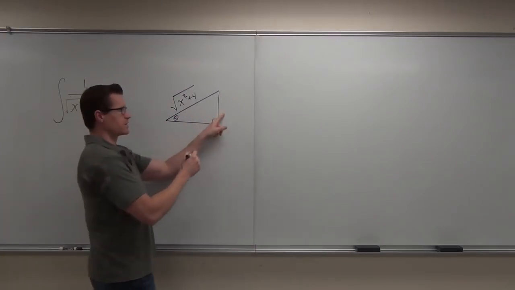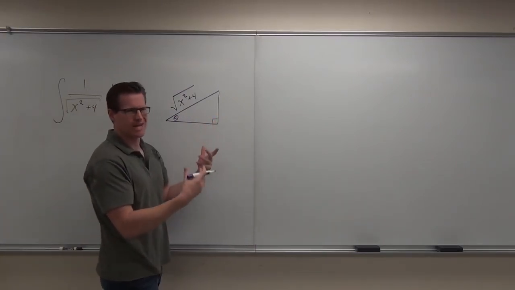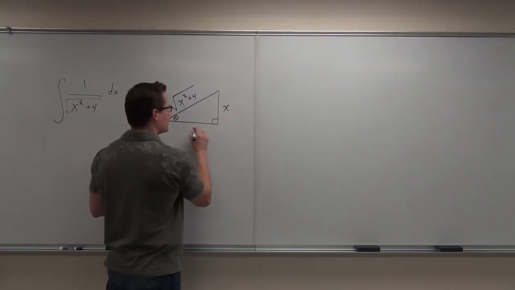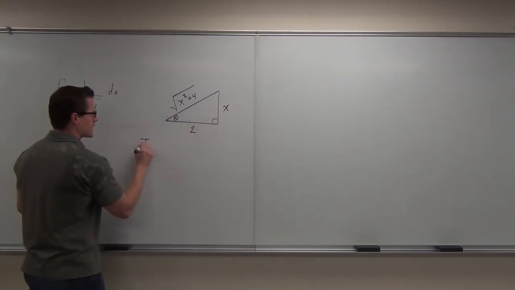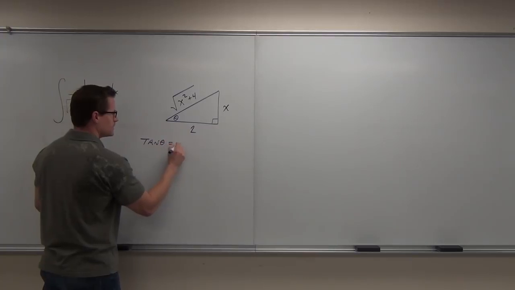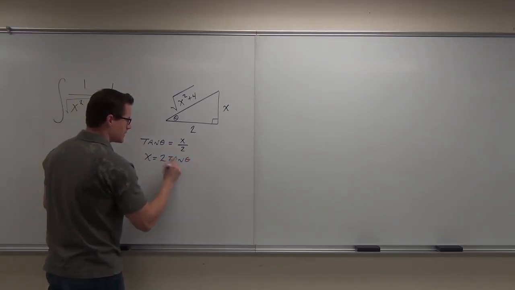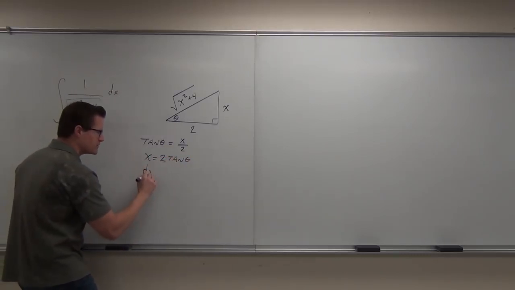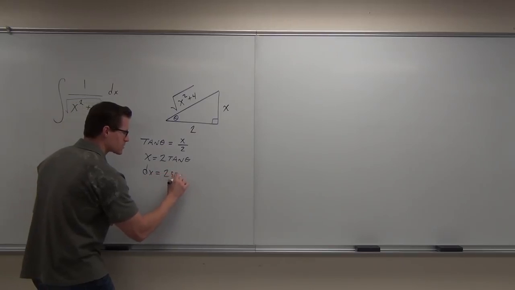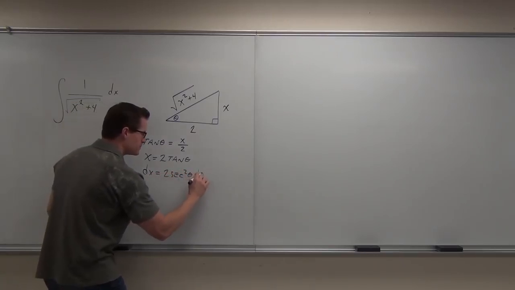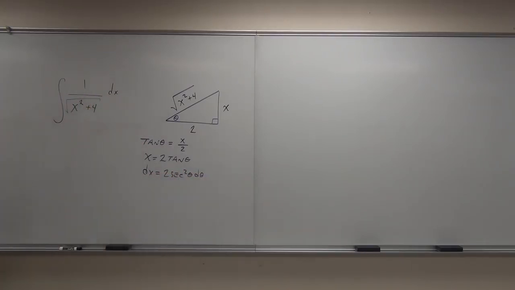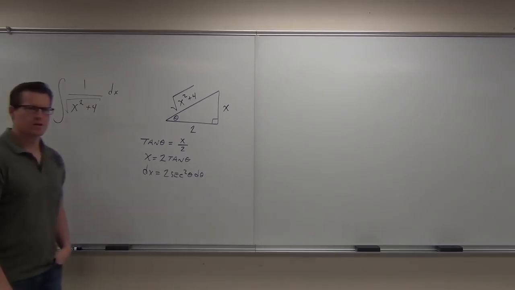That one. This one, yeah, because what we want to do here is make up our tangent relationship. So we'd have x, we'd have 2, and we'd have tan theta equals x over 2, or x equals 2 tan theta. And then, of course, we take our derivative. We have dx equals 2 secant squared theta d theta. You guys okay with that so far?